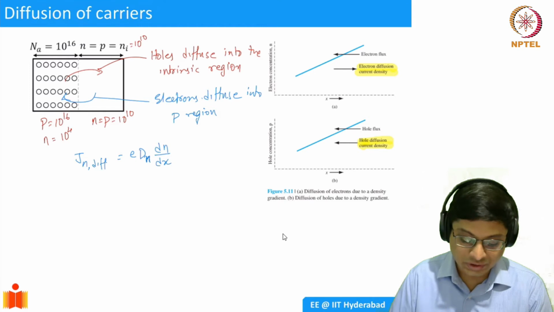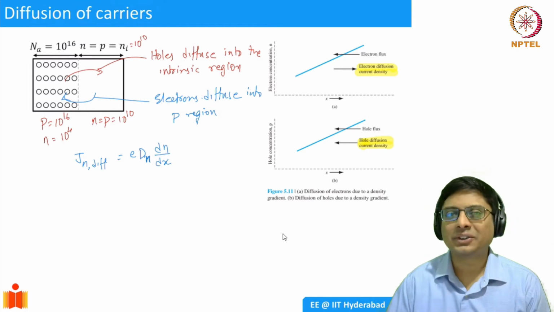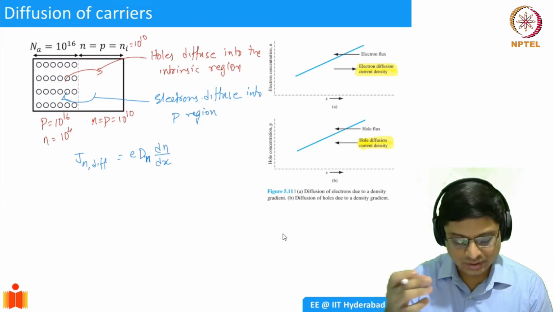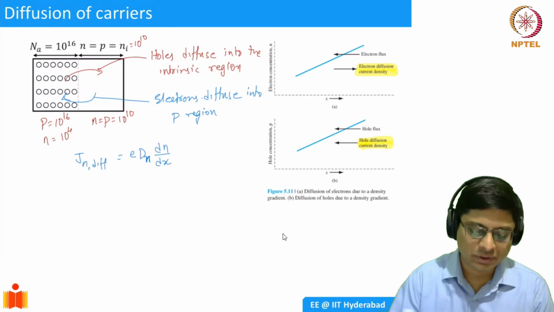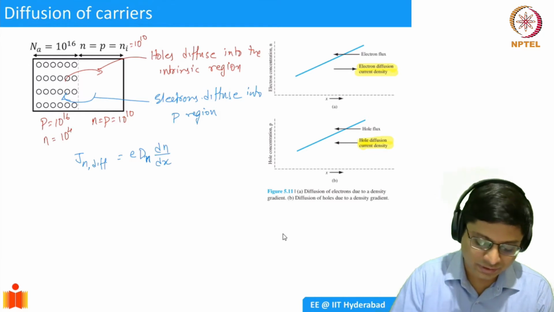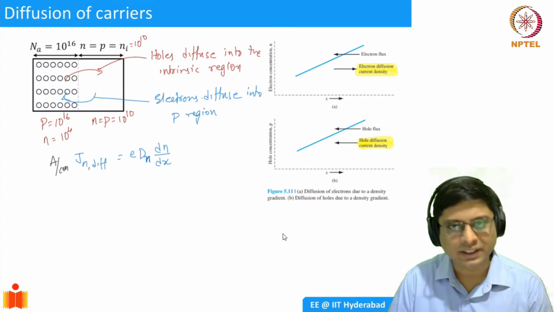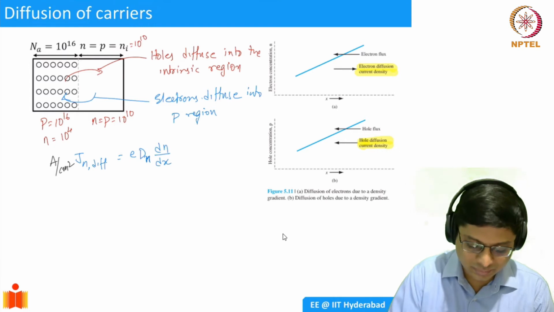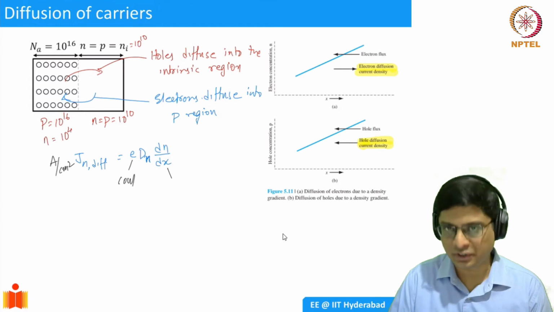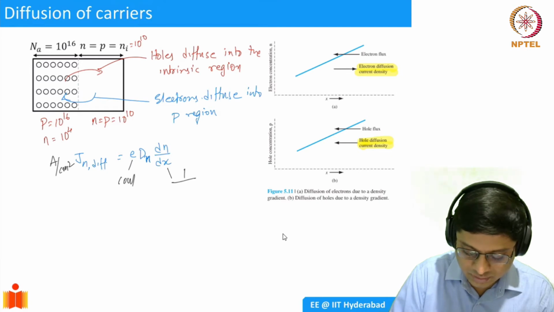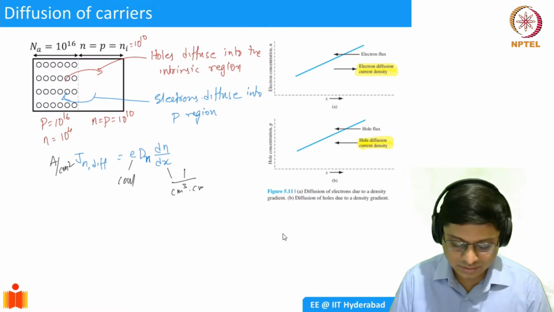So what are the units of the diffusion coefficient? Whenever you see an equation, please take a little bit of time to analyze the units. That will help you clarify, and if you get confused at any point of time, you can always verify it. The current density is always going to be amperes per centimeter square, and this is going to be coulomb. And this is going to be what? So dn, n is basically per centimeter cube, and then dx is going to be centimeter. So this is going to be 1 over centimeter cube times centimeter.